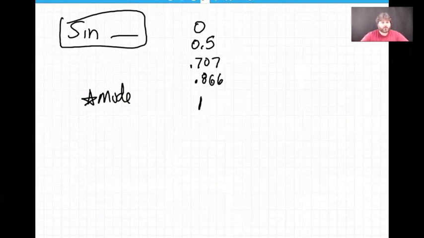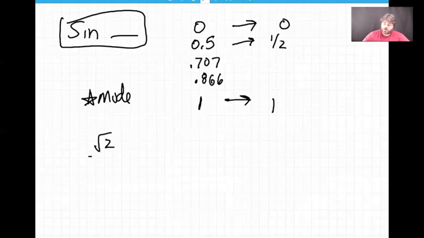So what you have to be able to do is recognize these fractions or these decimals and make them into fractions. So 0 is easy. We know 0 is just 0, right? 0.5 is easy. That's 1/2. 0.707, not so easy, and 0.866, not so easy, but 1 is easy. That's 1. Okay? So if you remember from your unit circle, we get these √2/2s and √3/2s.